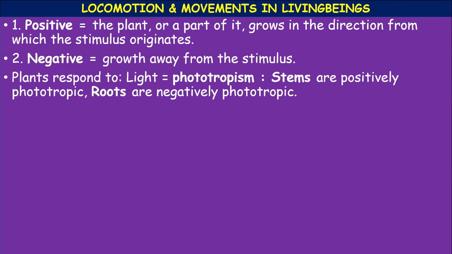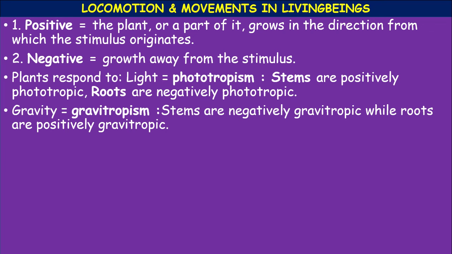The plants respond to light. That phenomenon is called phototropism. For example, the shoot system of the plant or the stems are positively phototropic, which means they grow towards the light, whereas roots are negatively phototropic. Where will we find roots? Roots grow into the soil, against the sunlight. That's why roots are negatively phototropic, whereas stem is positively phototropic.